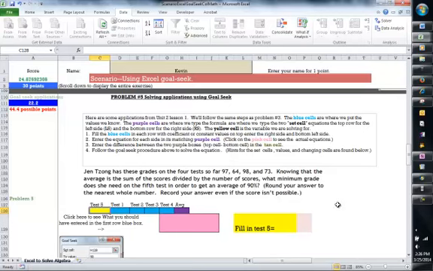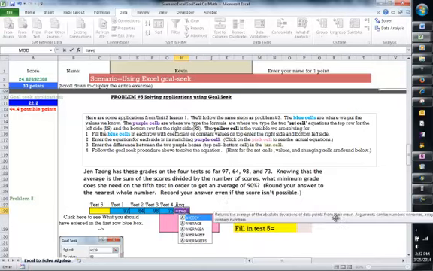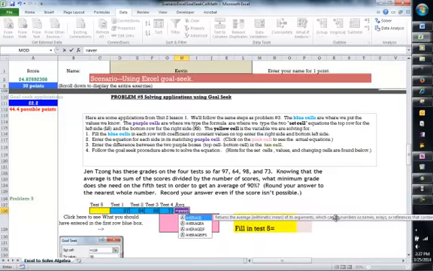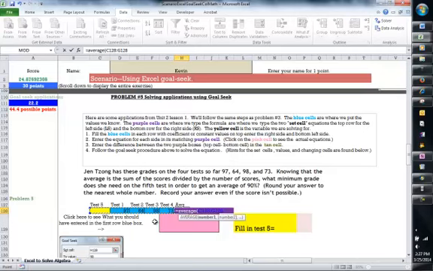Jen Zong has these grades on her 4 tests: 97 on the first test, 64 on the second test, 98 on the third test, 73 on the fourth test. What is the grade that she needs on the fifth test in order to get an average of 90%? The most common thing people do wrong is they put 90 into the purple box, but remember, that has to be a formula. Excel is actually able to calculate average with just typing in the word average and then telling it which numbers to find the average of.